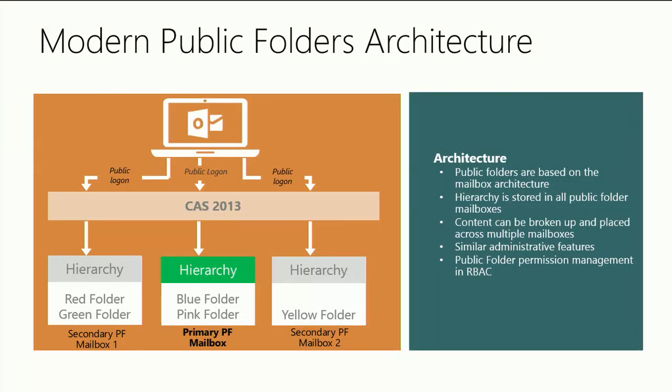Also, you would notice that each mailbox has folder content. So each mailbox has the hierarchy and the folders. And the folders living in each mailbox are unique. As you can see, the red folder and green folder, for example, are only in secondary mailbox 1. Now, if you have a DAG deployment, which we highly recommend you do, then you would have all the passive copies also containing that content. And that's how you would benefit from the data redundancy part of the DAGs.